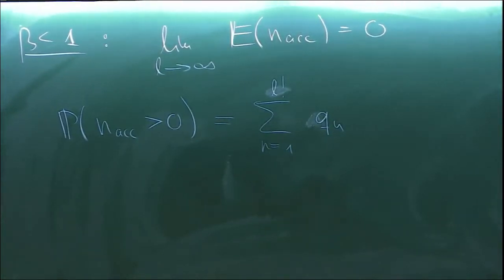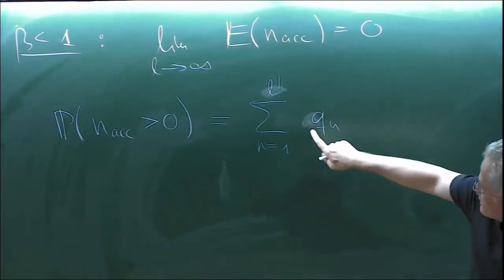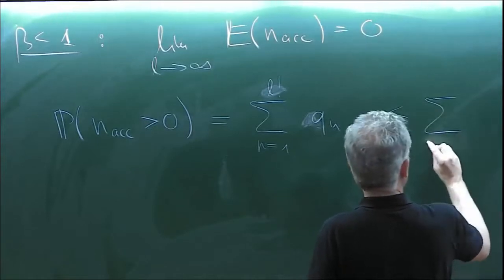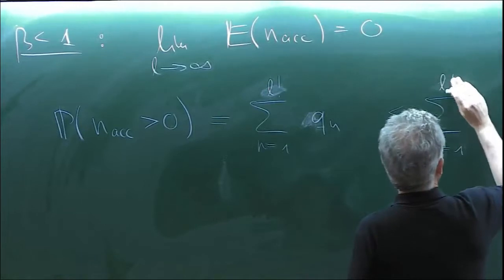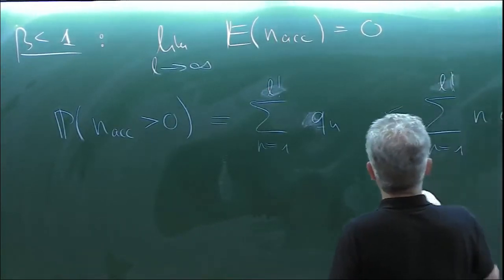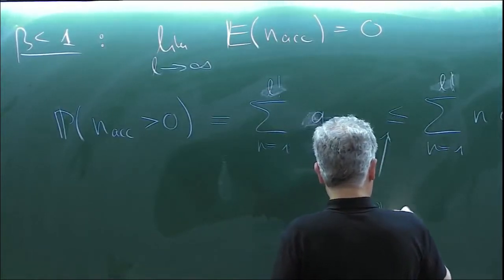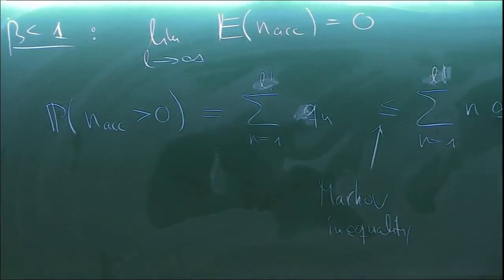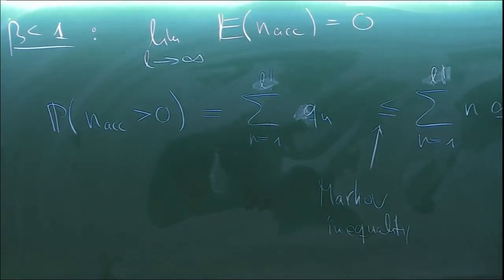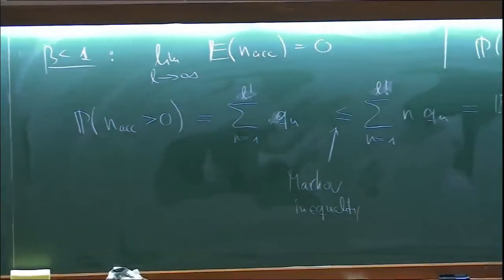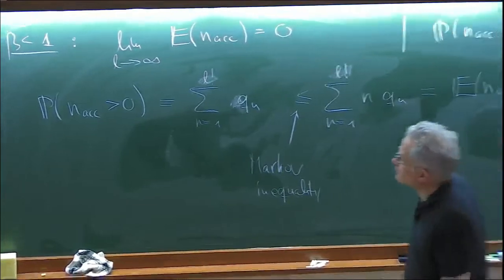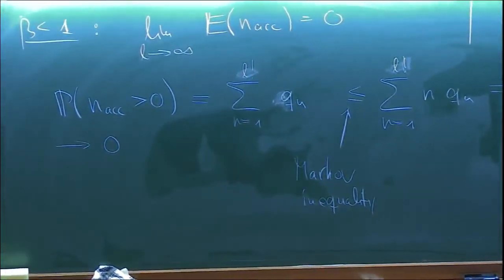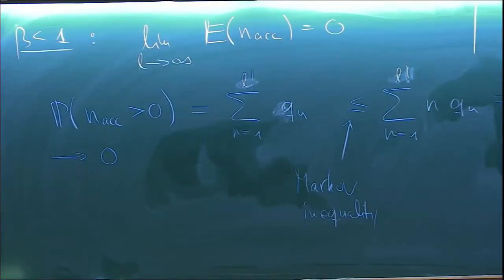And now one can invoke something that is called Markov's inequality. I can multiply this by n. If I multiply this by n, then because n is greater or equal to 1, the sum will only increase. So this is less or equal to the sum of n times Qn. This is called Markov's inequality. And this we just computed, this is just the expected number of accessible paths. So what you see is that if you take L to infinity, this will go to 0, and therefore this also has to go to 0, right? So the statement is, when beta is less than 1, the probability of finding a direct accessible path is 0.